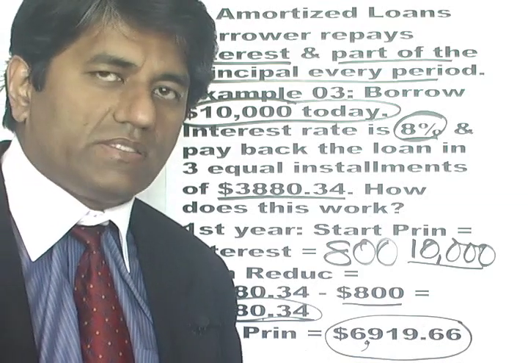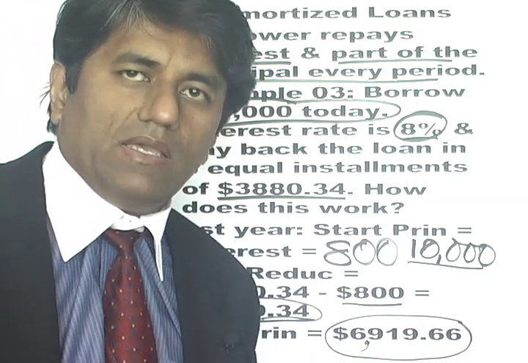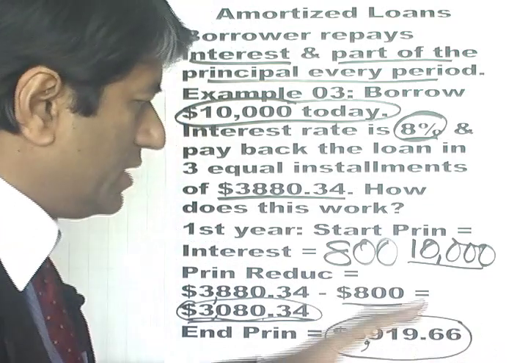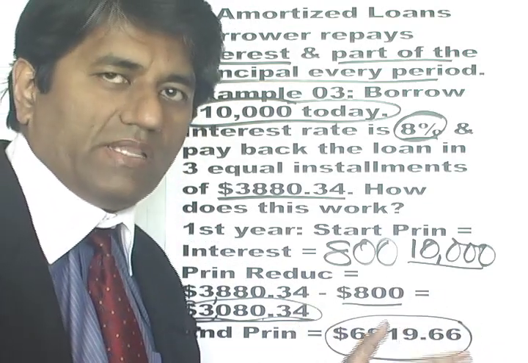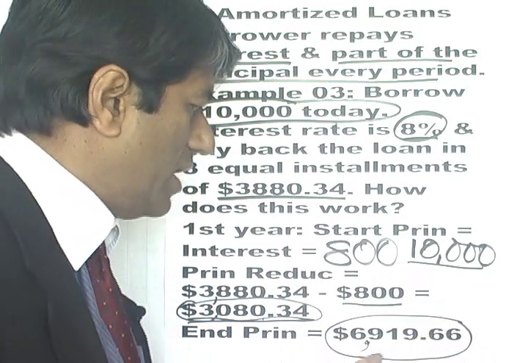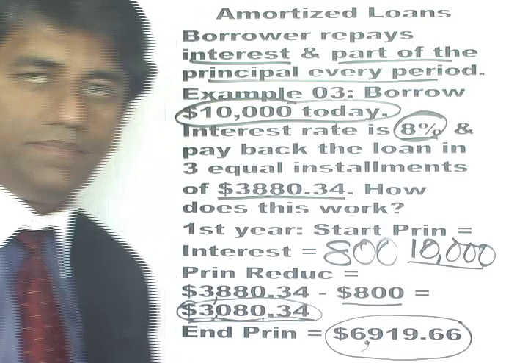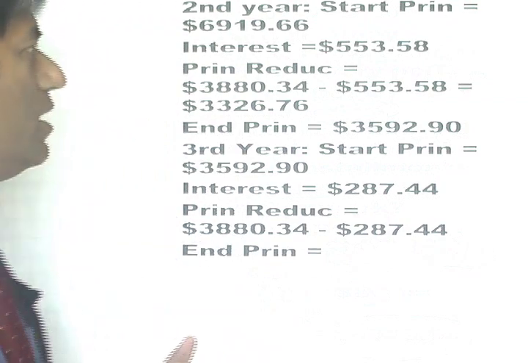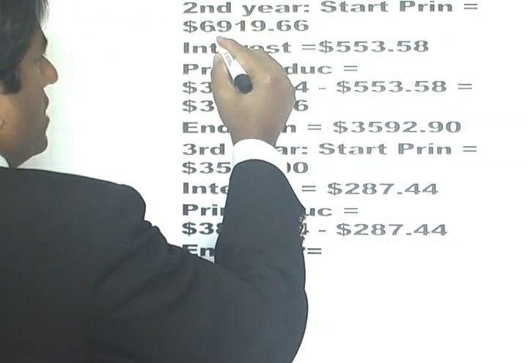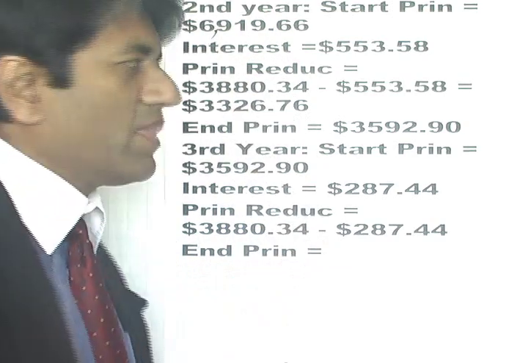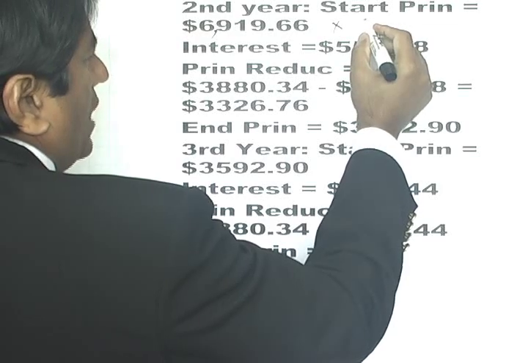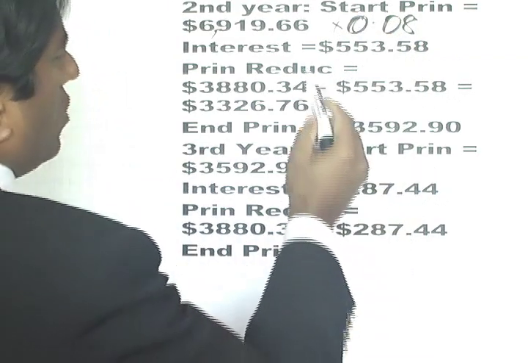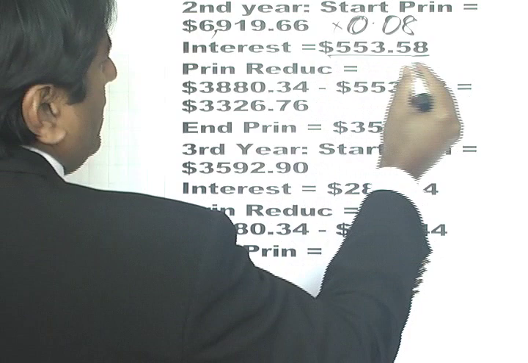Of course, as the borrower does not repay this entire amount at the very beginning of the second year, there will be additional interest which shall be added on. But this is how things pan out at the end of the first year. The principal amount has gone down from 10,000 to 6,919 and 66 cents. So the principal at the start of the second year is 6,919 and 66 cents. Now, to find the interest, you're going to multiply this again by 8% or 0.08, and that is going to give you $553.58.